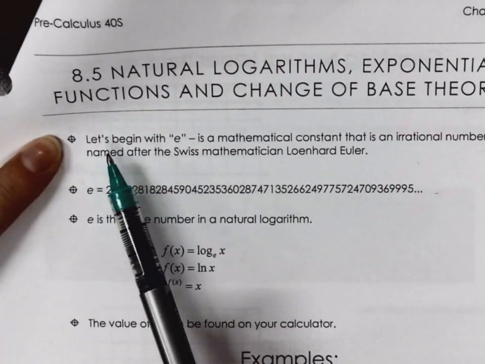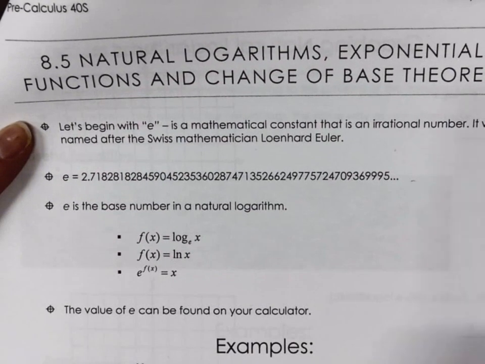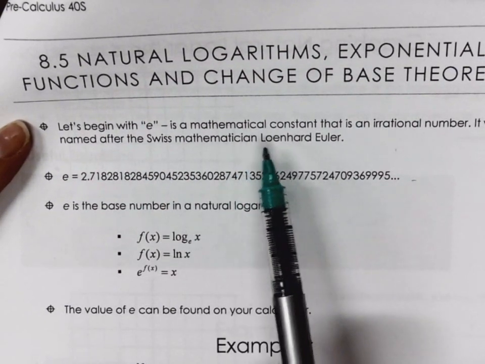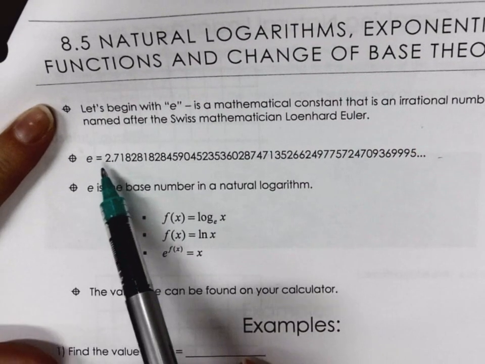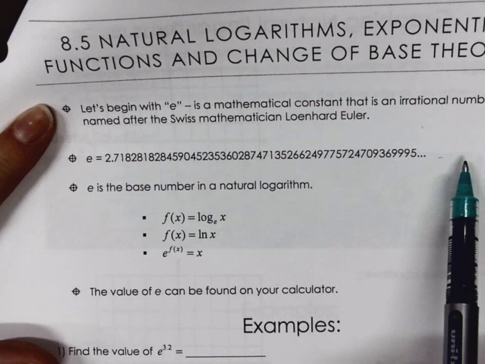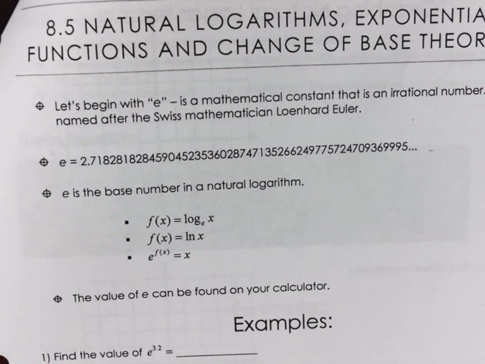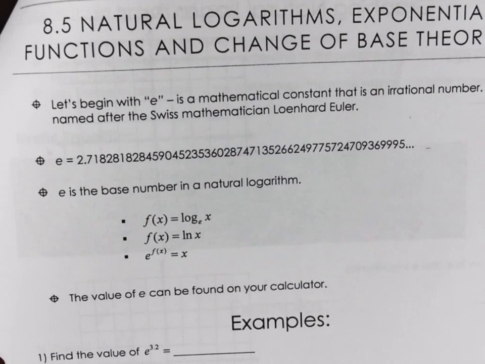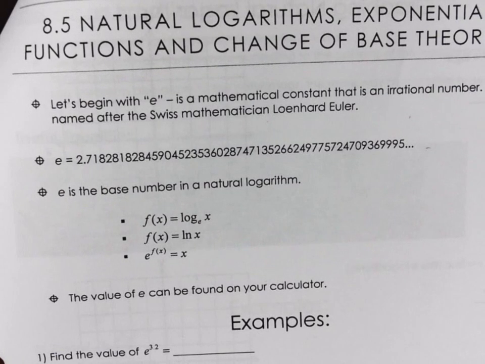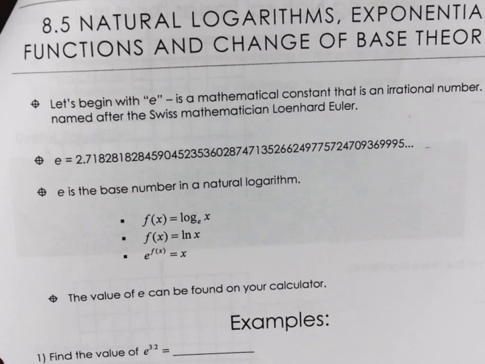So let's begin with the letter e. It's a mathematical constant named after the Swiss mathematician Leonhard Euler. And the value of e is this. Okay, 2.71, or 2.72, is really what you need to remember. e is a mathematical constant. Because it's irrational, we usually use a letter to represent it, because it never ends and never terminates.